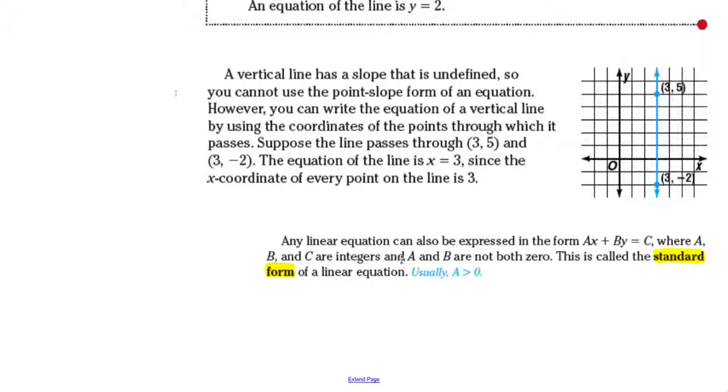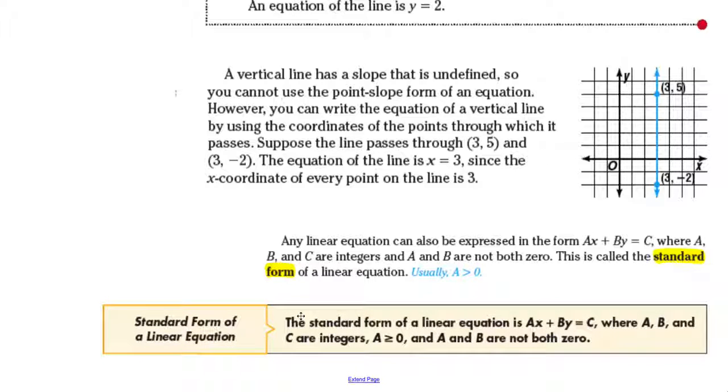Any linear equation can also be expressed in the form of ax plus by equals c, where a, b, and c are integers and a and b are not both 0. This is called the standard form of a linear equation. The definition is here: the standard form of a linear equation is ax plus by equals c, where a, b, and c are integers, and a is greater than or equal to 0. Well, that means that a should not be negative, and a and b are not both 0.